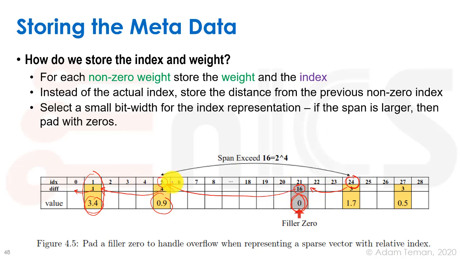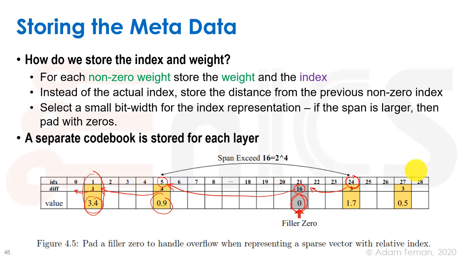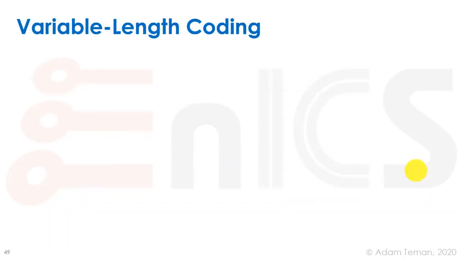Anyway, with 4 bits in the index, we can actually index everything. Instead of having to have log 2 of the whole memory space, we only need a 4-bit index to say the distance from our previous non-zero. And we use a separate codebook like this for each layer.